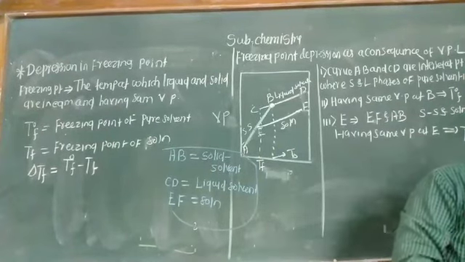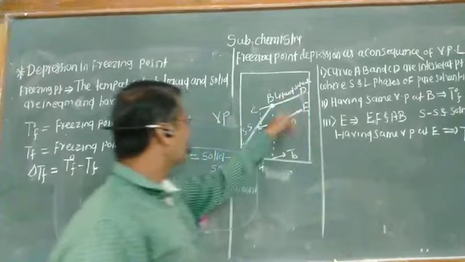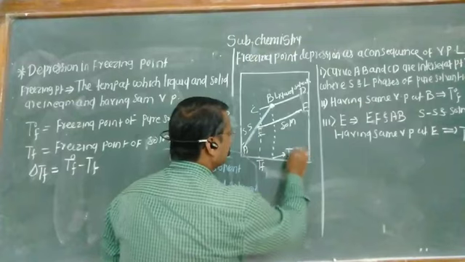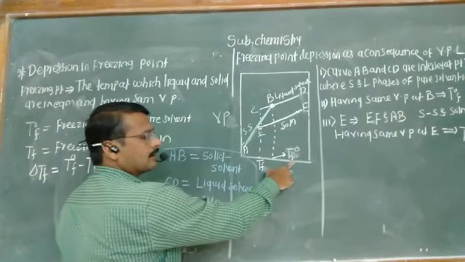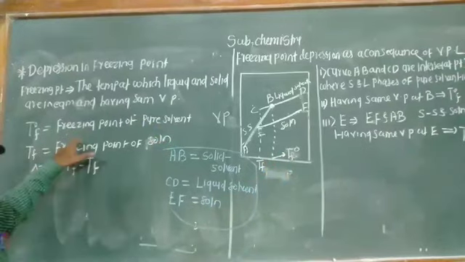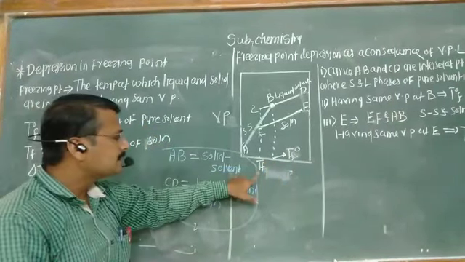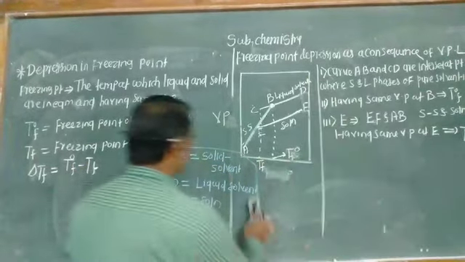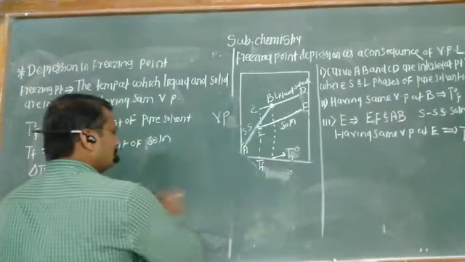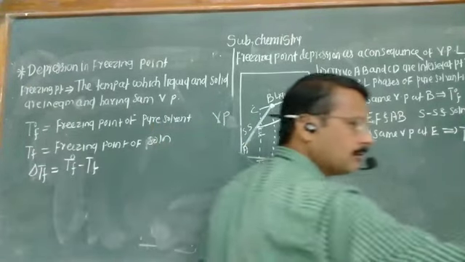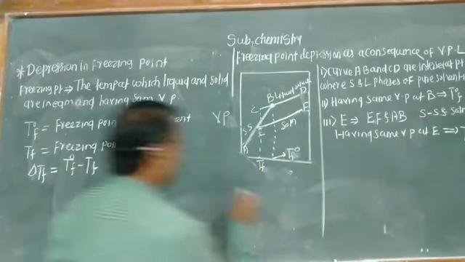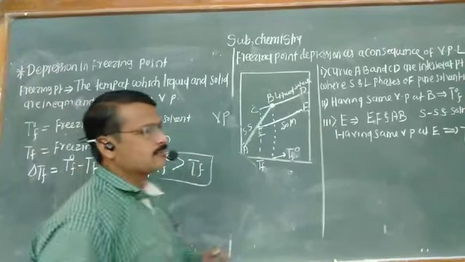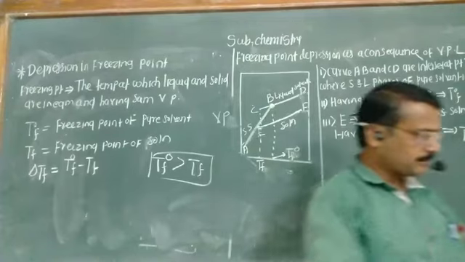It is clear from the figure, त्या फिगर वरून जर आपण बघितलं, that T0F, that is the freezing point of pure solvent, is greater than the freezing point of solution. Freezing point of solvent हा कसा आहे? हा greater आहे कोणापेक्षा? freezing point of solution पेक्षा. म्हणून इथे आपण लिहू शकतो TF0 is greater than TF. Okay, this is the freezing point depression as a consequence of the vapor pressure.